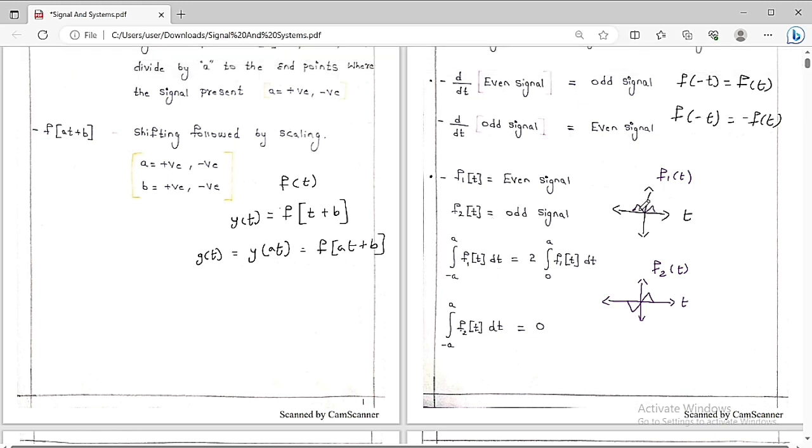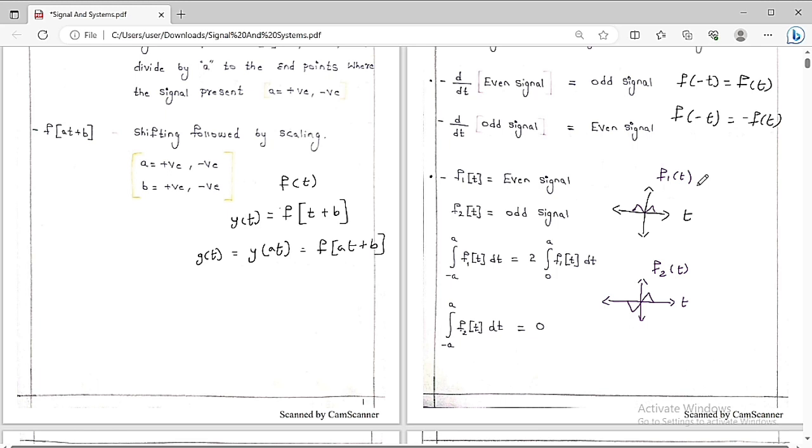You can see clearly that this waveform, from minus a to 0 and from 0 to a, is equal on both sides, whereas here it is quite opposite. There is a positive and a negative area, so overall they are going to get cancelled. This is what I am trying to tell you. Finally, if f of minus t is equal to f of t, then we say it is an even signal. If f of minus t is equal to minus f of t, then we say it is an odd signal.